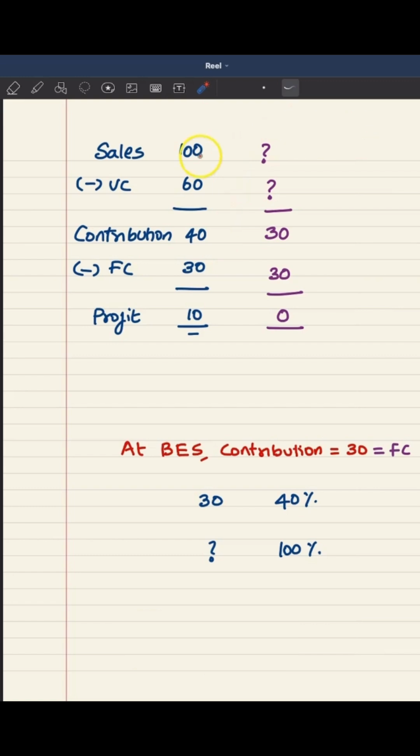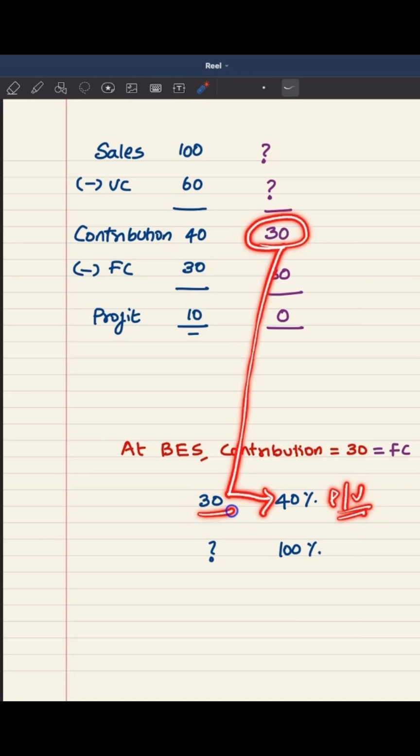Why? It's because of the relationship between the sales and variable cost. Variable cost will move along with sales. That is, if the sales is going to be 100, variable cost is 60%. If the sales is going to be 200, variable cost will be 60% at 120. So contribution of 40% will continue for break-even sales also. And already we have found out what is going to be the contribution at break-even sale. We found that to be 30.